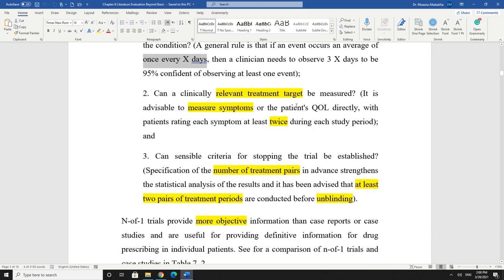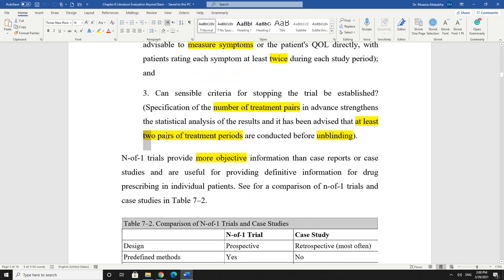Also, the symptom that you measure should be related to quality of life. Okay? As I told you, the pain, the migraine, and it should be assessed at least twice during the study period. Meaning I gave medication A, for example, for 3 weeks. During these 3 weeks, I should at least assess the patient twice. And I talked about 2 pairs of treatment periods before I do unblinding and decide whether this individual responds to my medication or not.